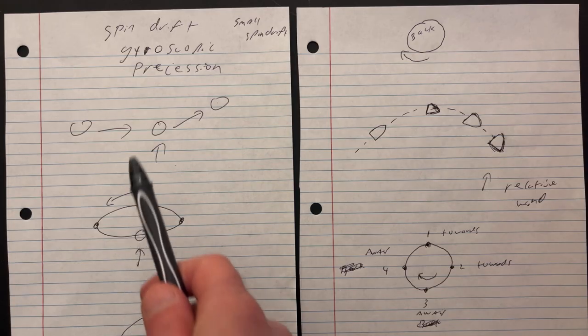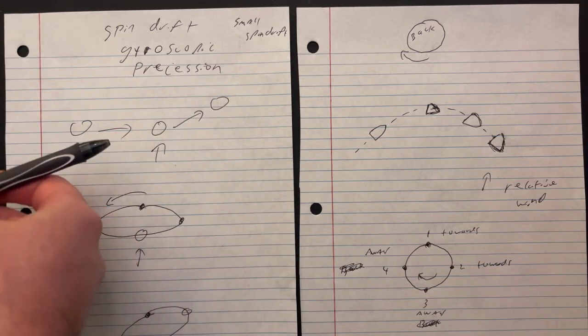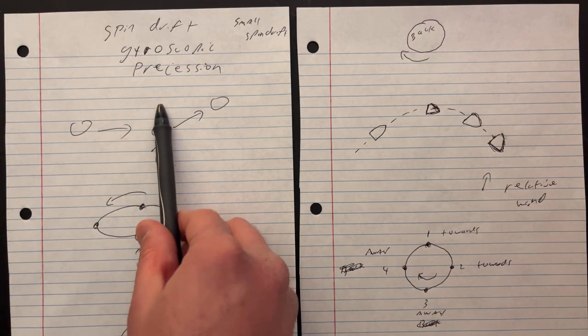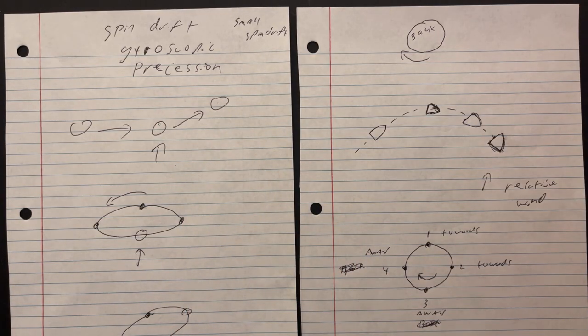So here's how you get the gyroscopic precession. I'll cover this first and then I'll go into spin drift. If you have a ball or an object traveling forwards, you push up on it right here. It's not going to magically jump up to a higher point. It's going to take off at an angle right there.